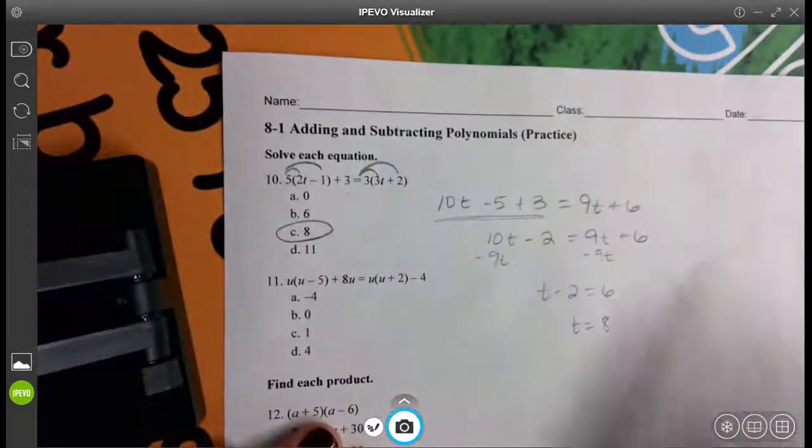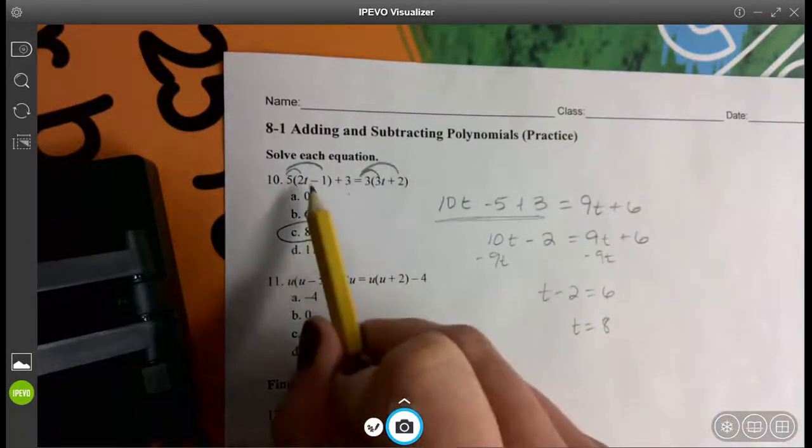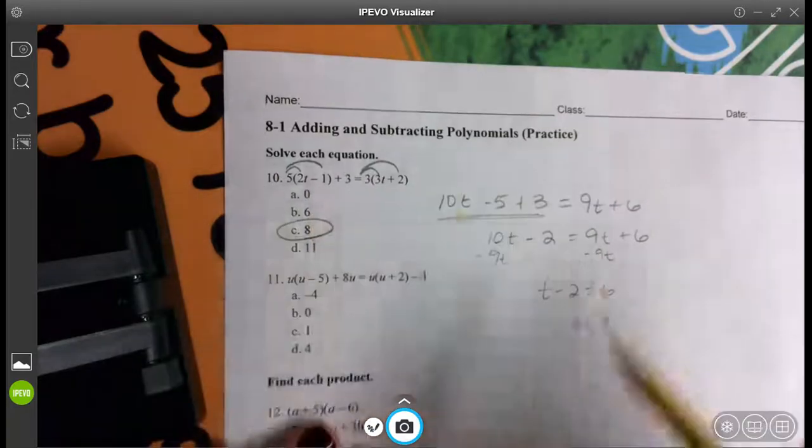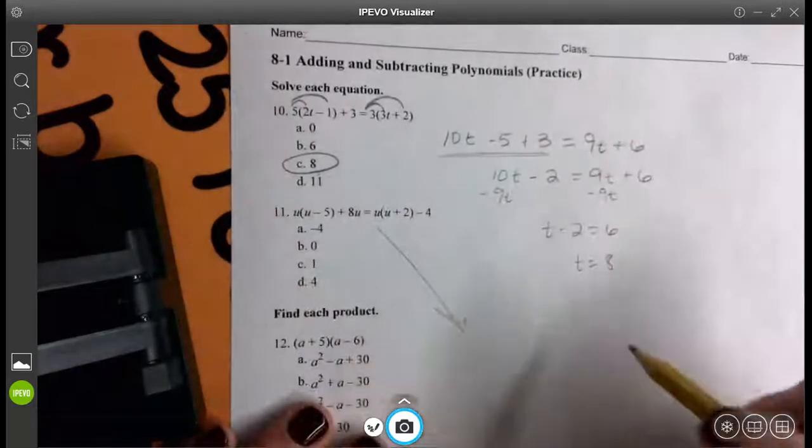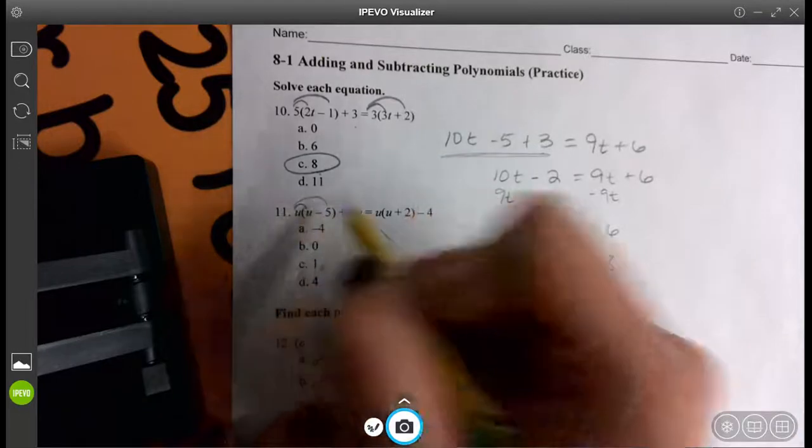The beauty of math is you can check your work. So when you have that 8, plug it back in. Does it work? Okay. This one, we haven't done ones like this, but it's not that hard.